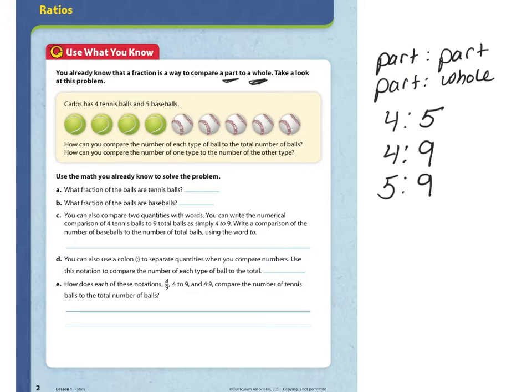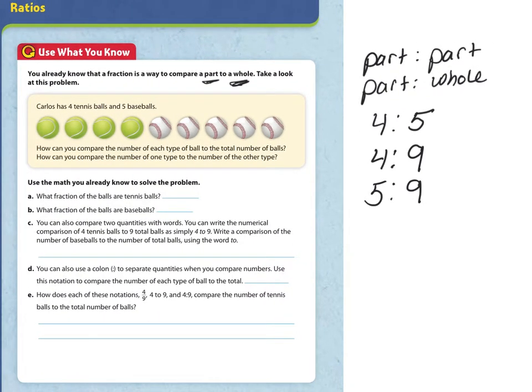So looking at the first one, use the math you already know to help us solve. Well, we kind of already set that up over on the right-hand side here. So what fraction of the balls are tennis balls? So we're going to write ratios as a fraction. So this is a colon. We've talked about using the word TO, but we could also write that as a fraction. That bar can mean TO. So 4 to 9. For every 4, there are 9 total.